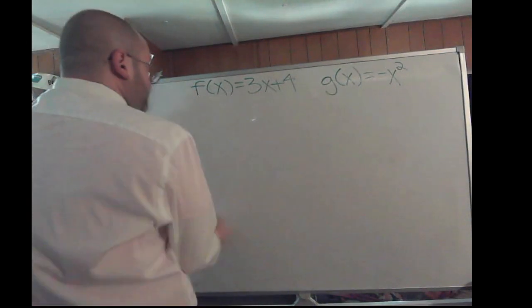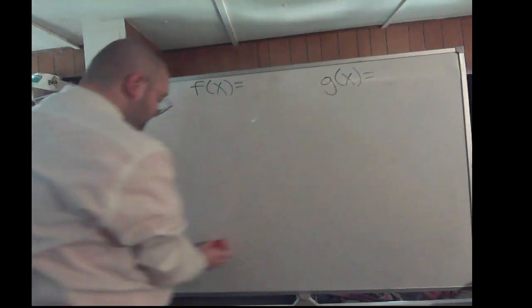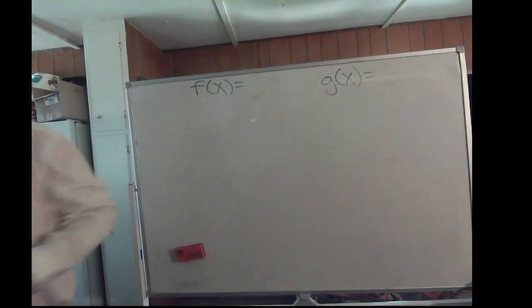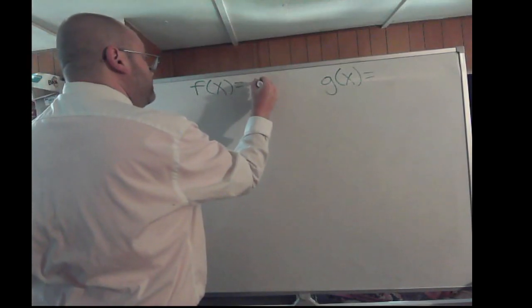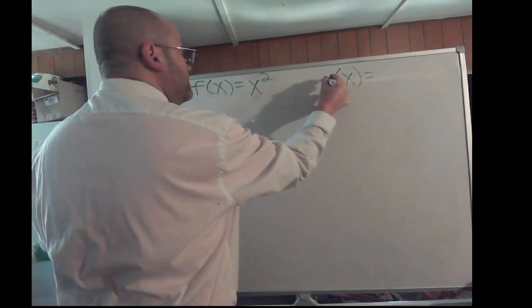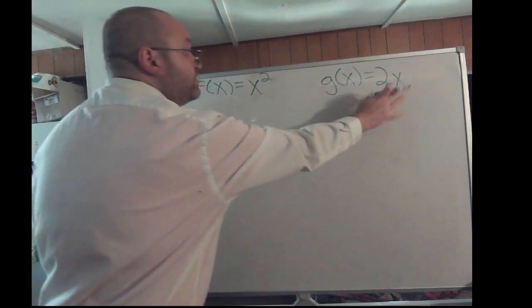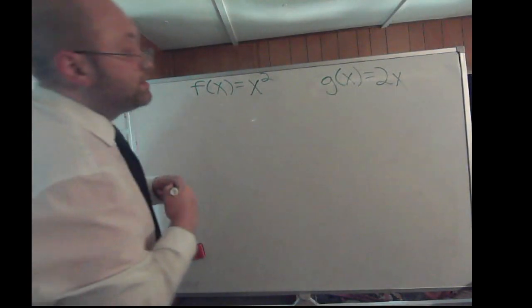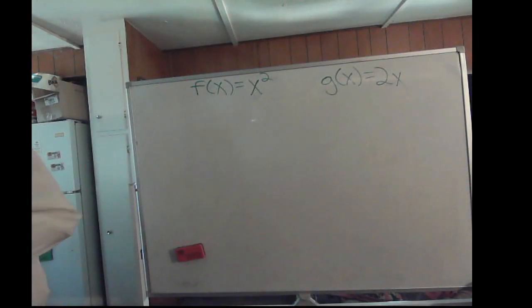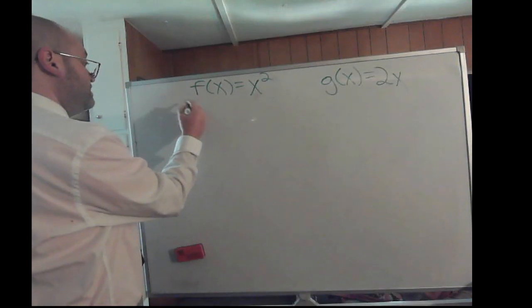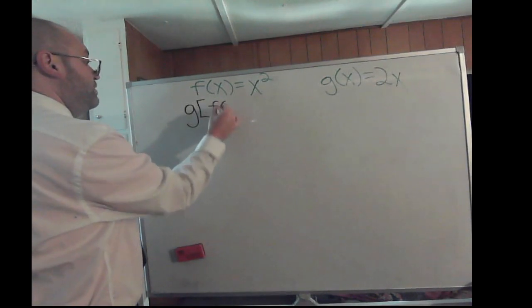So, pretty simple stuff. Alright, we're going to change these functions a little bit here, because we have a few final problems, then we're really almost done. f of x equals x squared. g of x equals 2x. So we got f of x equals x squared, g of x equals 2x. Alright. Here's a fun one. Find g of f of 1.